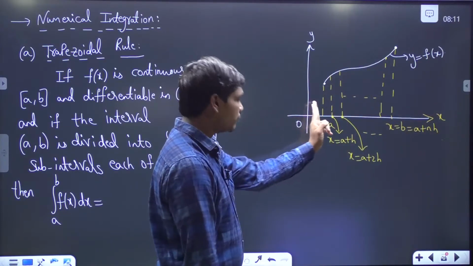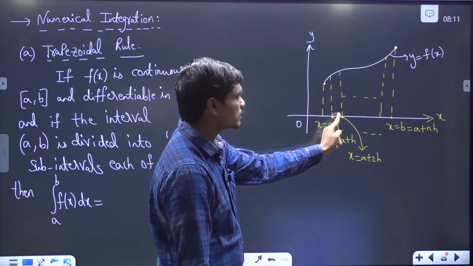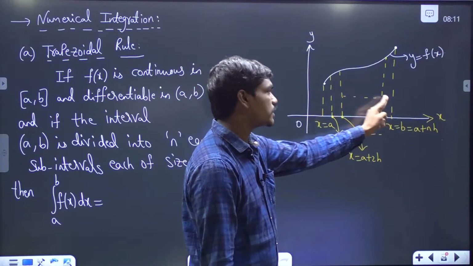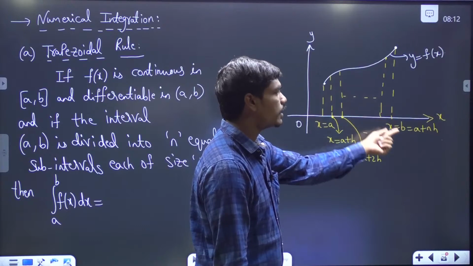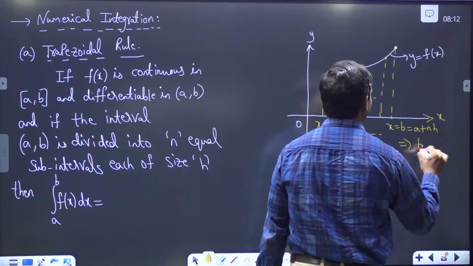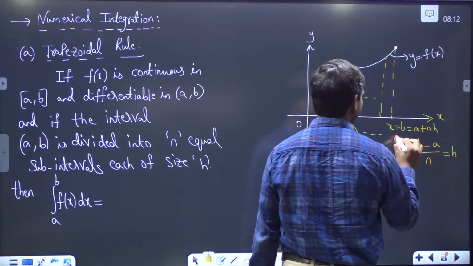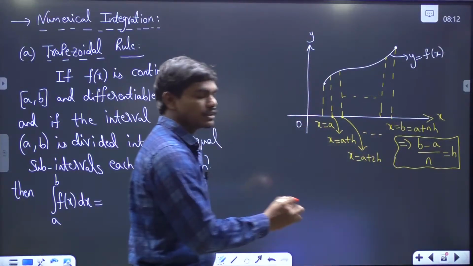Because at the end of the first interval, the value of x is a plus h, and at the end of the second interval it is a plus 2h. So if this is the nth interval, meaning we are dividing a comma b into n subintervals, then the value of b will be a plus nh. From this, we can deduce that b minus a divided by n is equal to h. It's obvious: if you divide the length between a and b into n parts, the length of each part is b minus a by n.